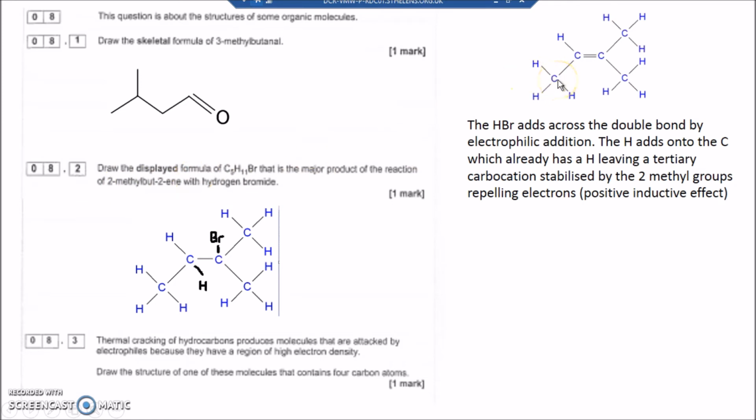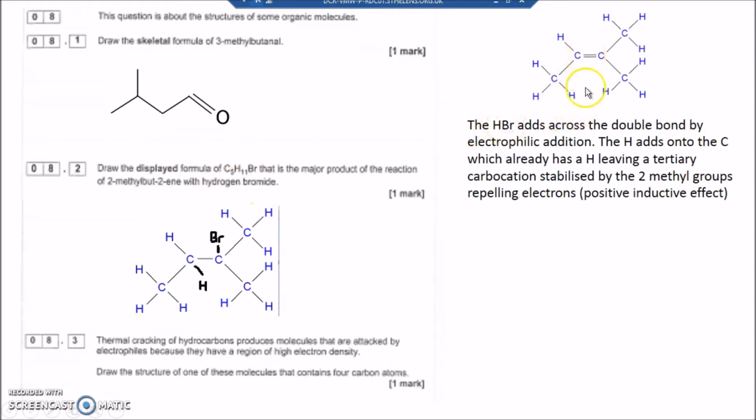2-methyl-butene. Let's just check. 1, 2, 3, 4 in a line. And at carbon number 2, if I start labelling this as carbon number 1, carbon number 2, I've got a methyl group and I've got a double bond at carbon number 2 as well. I could put this methyl group here instead if I wanted to. But I've got 4 in a line, at carbon number 2 I've got a double bond and I've got a methyl group. So that's 2-methyl-butene with hydrogen bromide.